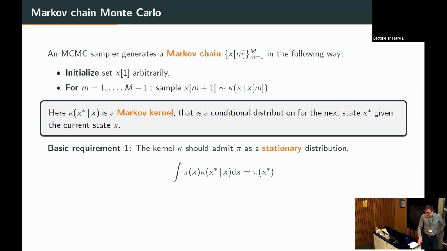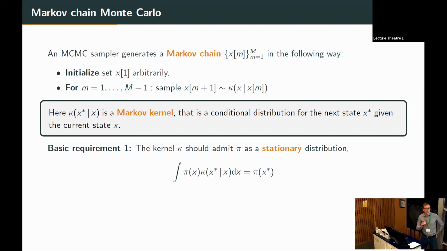Now, for this to be useful for actually solving the problem of interest, simulating from this target distribution pi, we have a couple of basic requirements. The first requirement is that this kernel kappa should admit the target distribution pi as a stationary distribution. This means that if I would initialize my chain with a sample from pi, then if I apply the kernel once, so if I generate a new sample, that should also marginally be distributed according to pi.